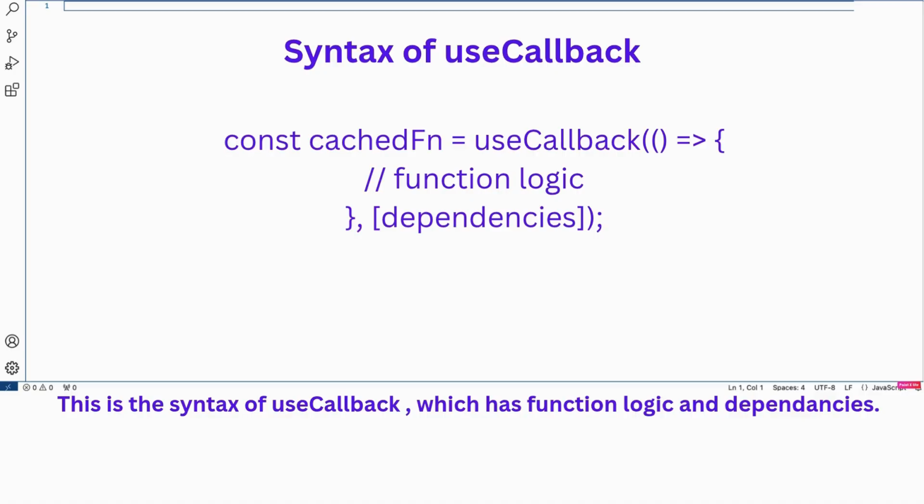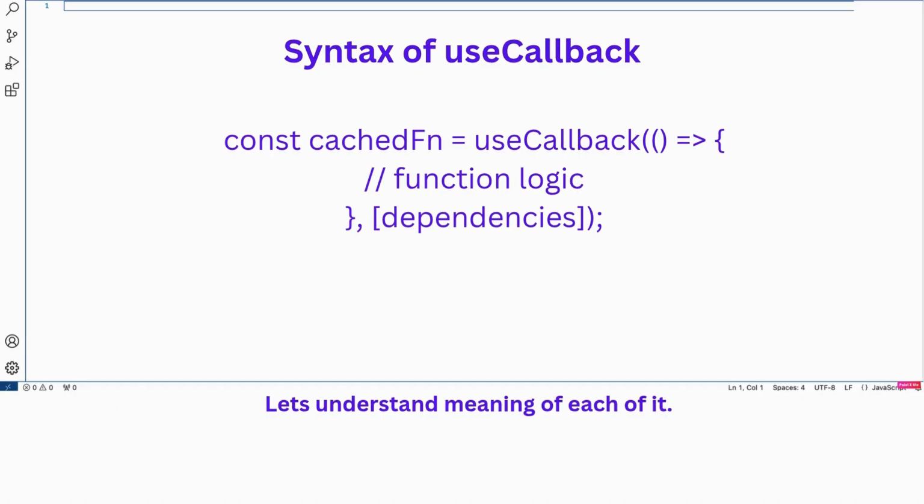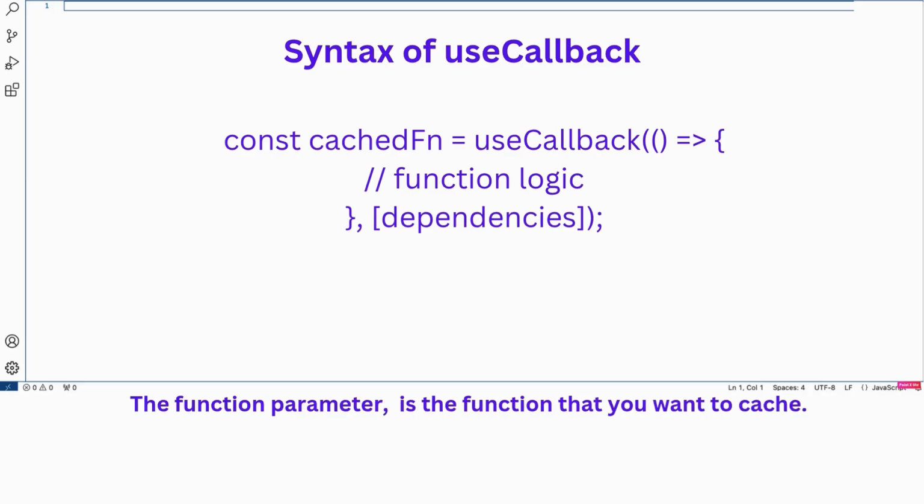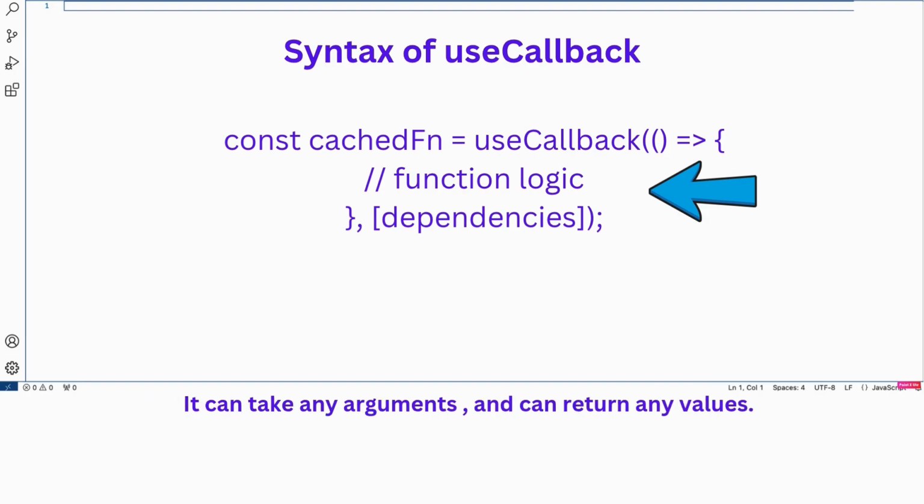This is the syntax of useCallback, which has function logic and dependencies. Let's understand the meaning of each of it. The function parameter. Here is the function that you want to cache. It can take any arguments and can return any values.